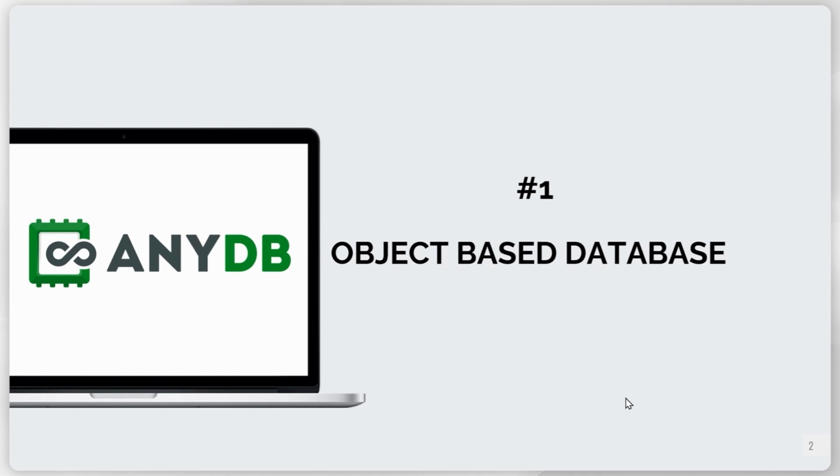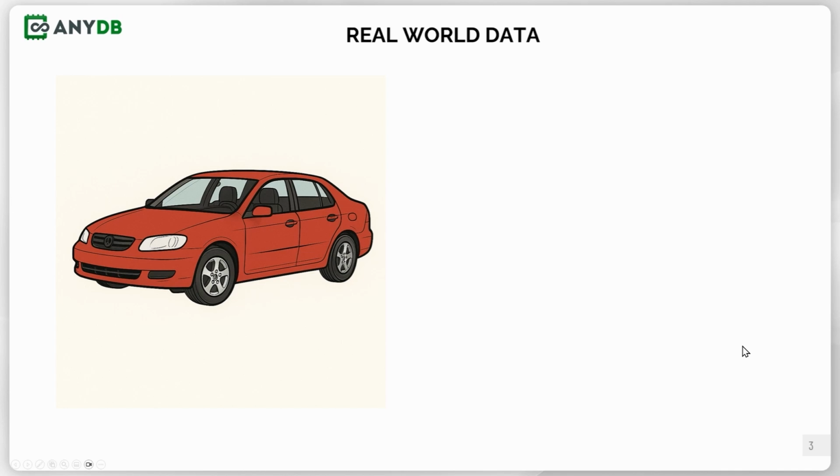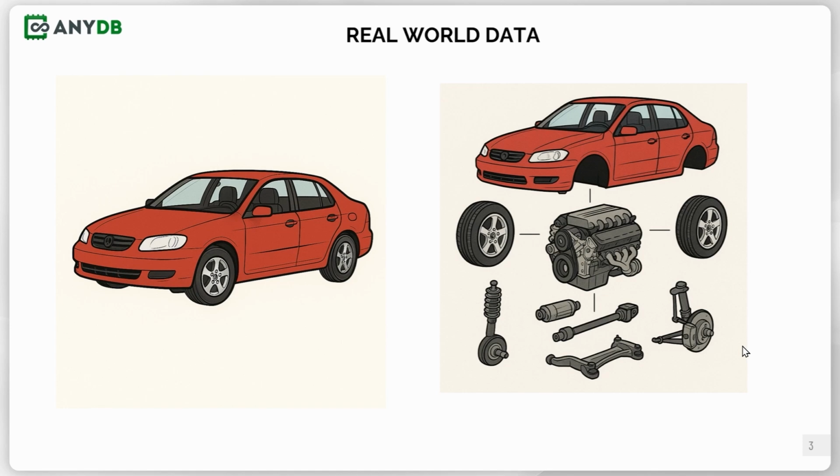All right, number one, AnyDB is an object-based database, and it's very different from typical databases seen in IT systems. How does this work? Imagine you're a car manufacturer and you're building cars, and you want to store these cars in your database. It's not that simple. A car has thousands of parts. So if you take a car and look at sub-items or sub-components, you can actually break it up into assemblies of an engine, wheels, struts, suspension, and so on. And then you could keep going.